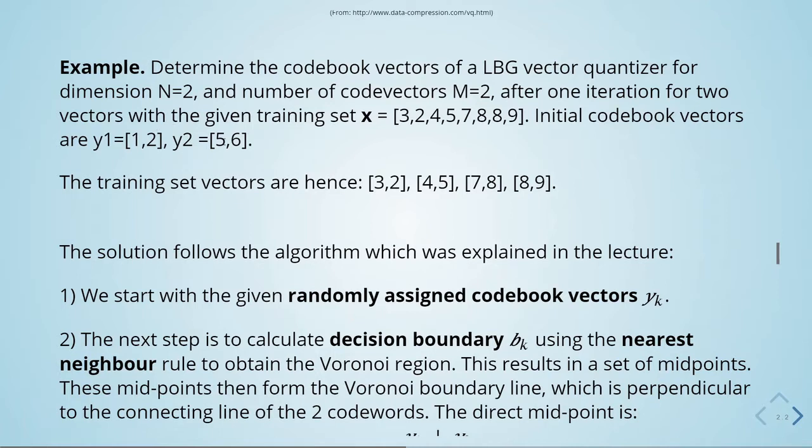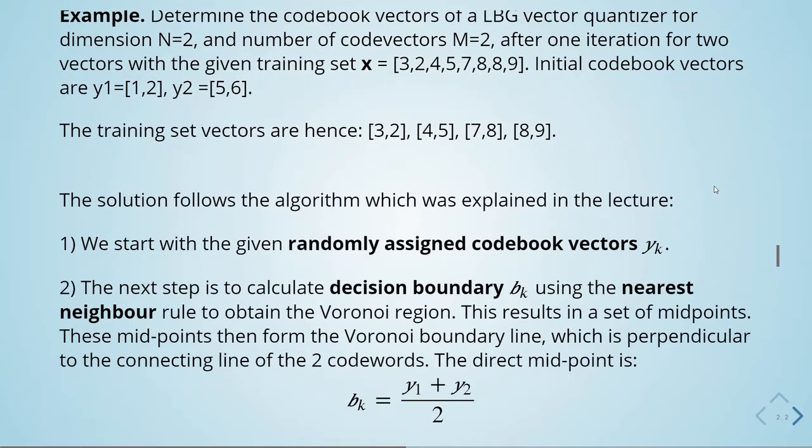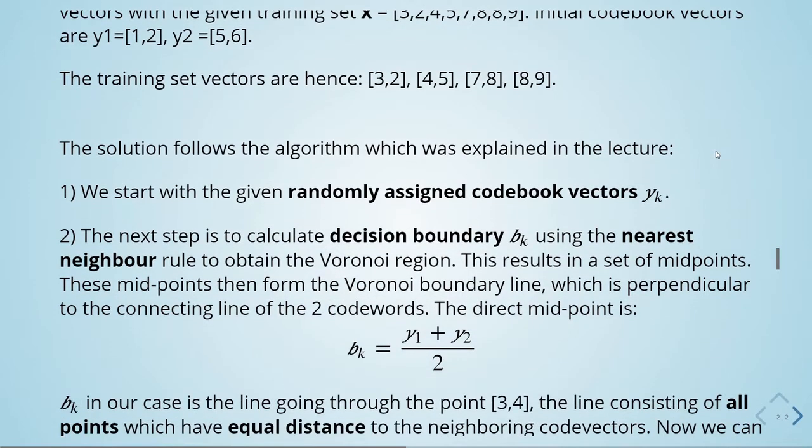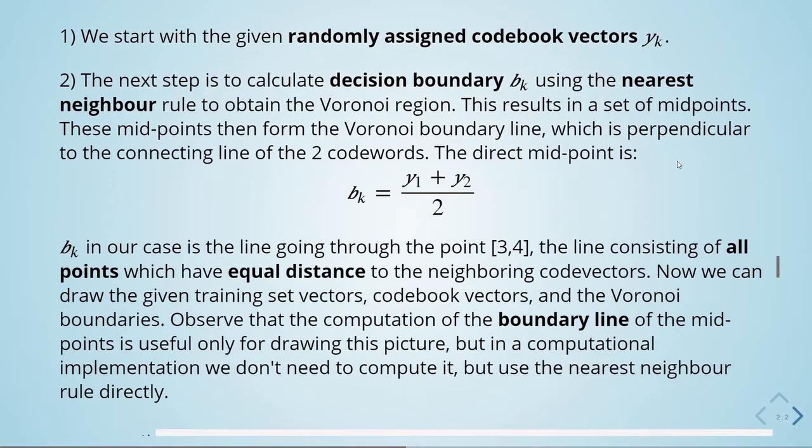given by this. The training set we split into two-dimensional vectors, so we get (3, 2), (4, 5), (7, 8), (8, 9). The solution follows the algorithm which we explained previously. We start with the given randomly assigned codebook vectors y of k. The next step, we calculate the decision boundary b of k using the nearest neighbor rule to obtain the Voronoi region. This results in a set of midpoints, and these midpoints form the Voronoi boundary line, which is perpendicular to the connecting line of two code words.